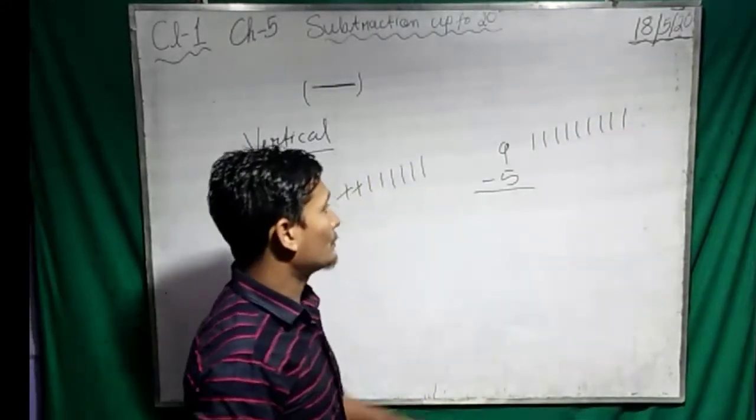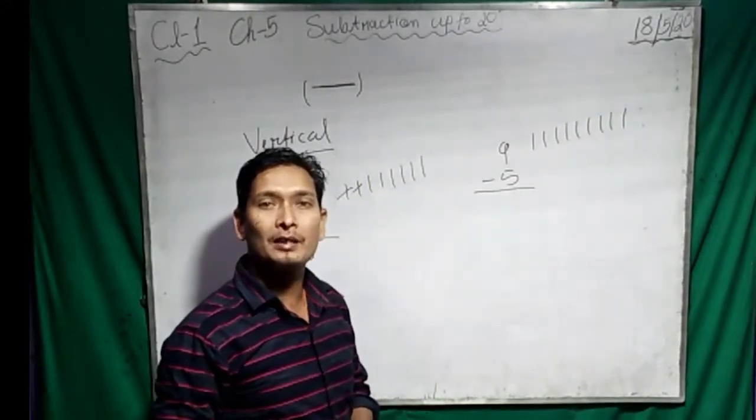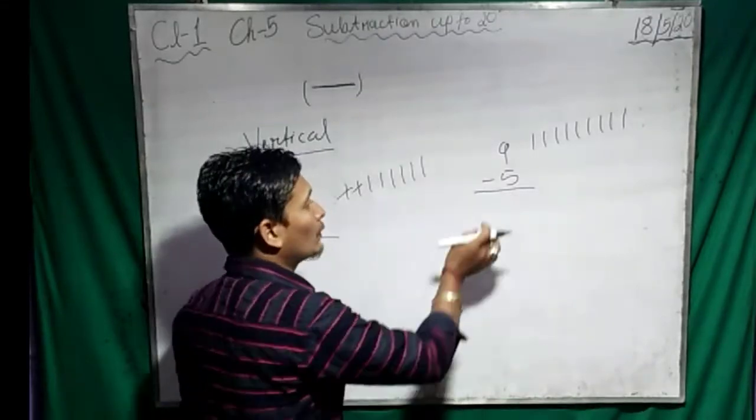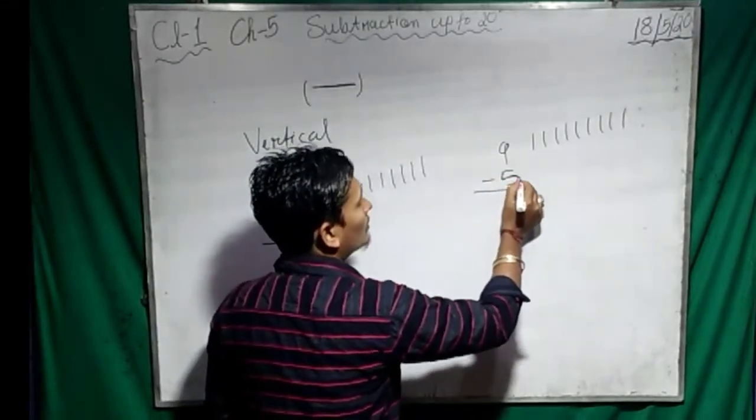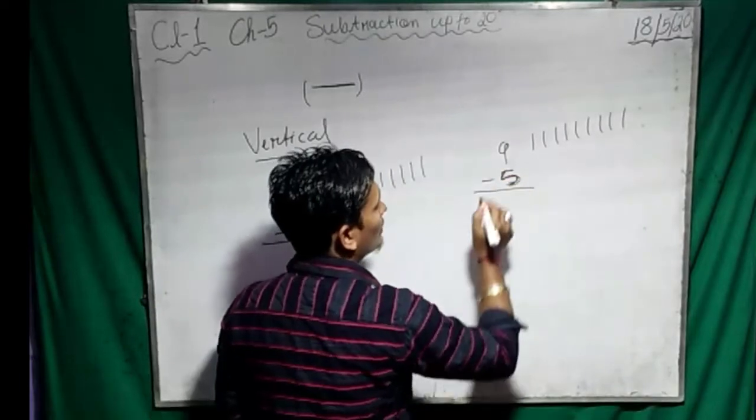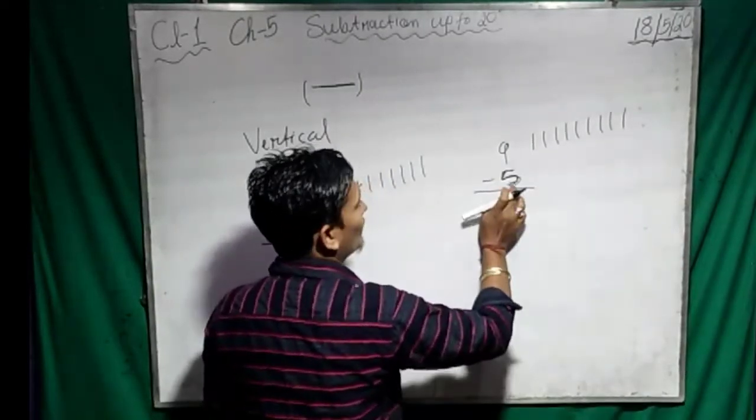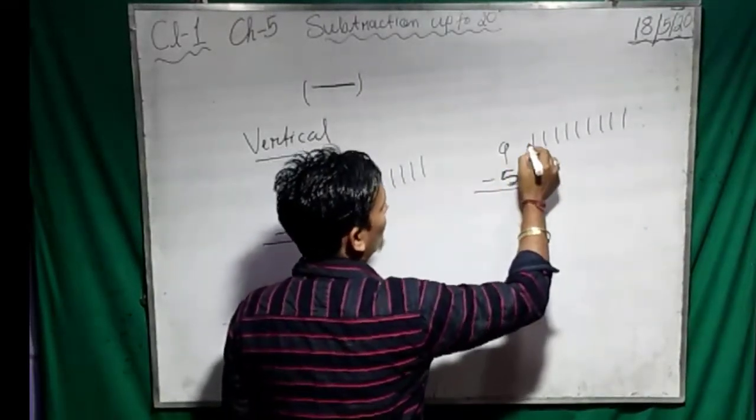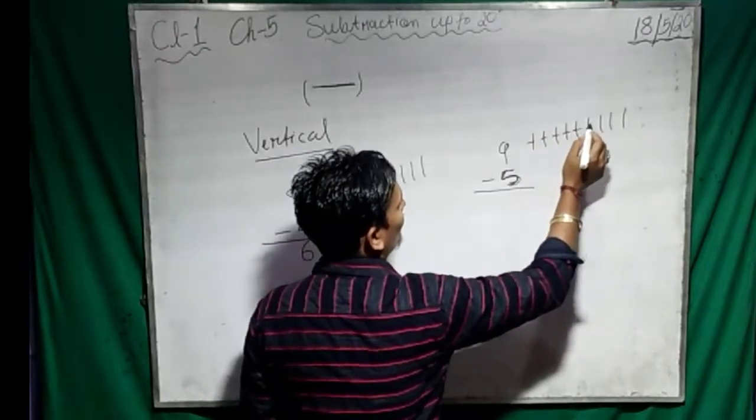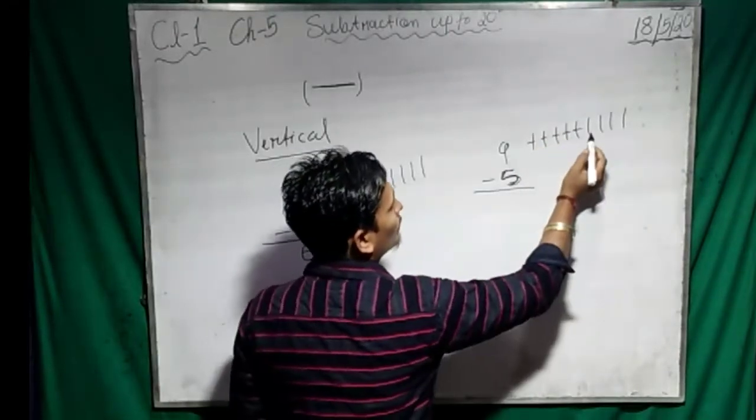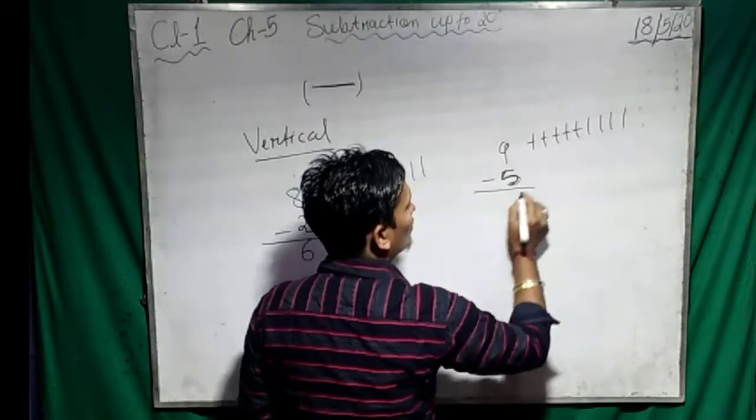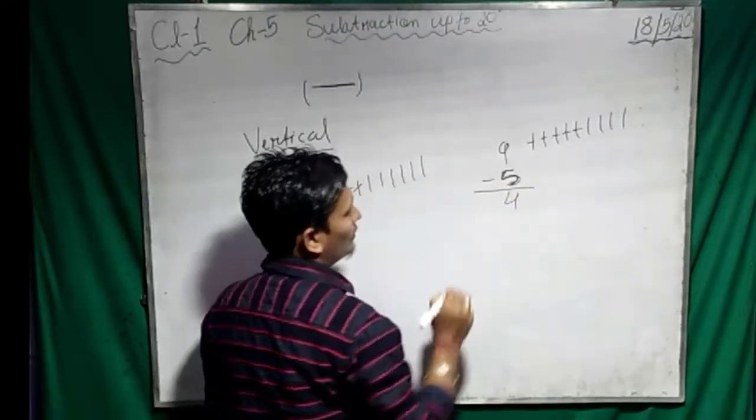Now from 9 sticks, how many sticks do we have to cut? 5 sticks. The number below is the number of sticks we have to cut from 9. So what is this? This is 5. So cut 5. 1, 2, 3, 4, 5. So how many lines are left? 1, 2, 3, 4. So the answer is 4.